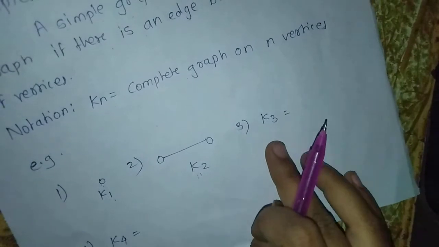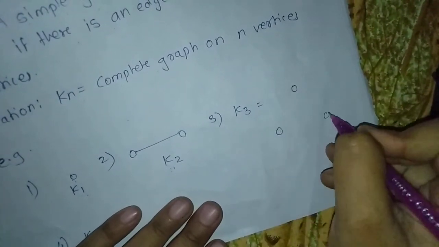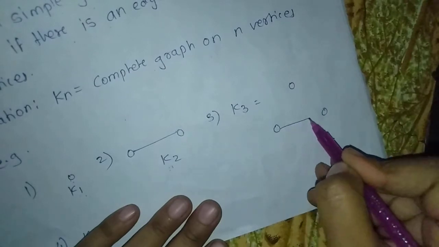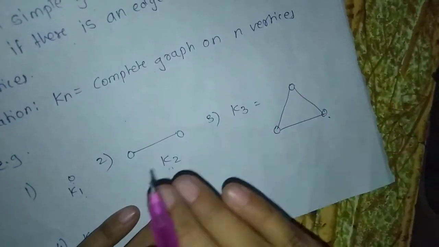Now you can write down K3. So first put three vertices and give the edges in every pair of vertices. This is one pair, this is one pair, this is also one pair. So this is the complete graph.